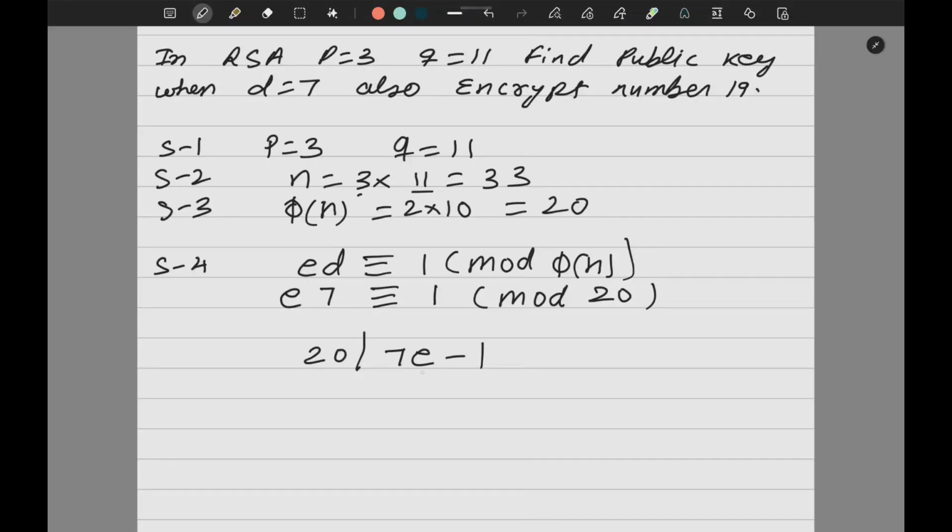So if you put different values of e, you can check. If I put e is equal to 1, I'll get 6. 20 doesn't divide 6. Then 2: 14 minus 1, no. Then 3: 7 3s are 21. 21 minus 1 is 20. Yes. So 3 is working. So my E value is equal to 3. Right? So what will be the public key? 3 comma 33. This will become my public key.